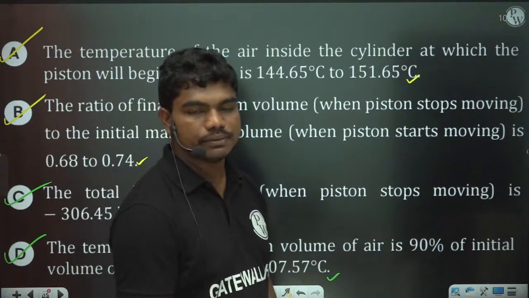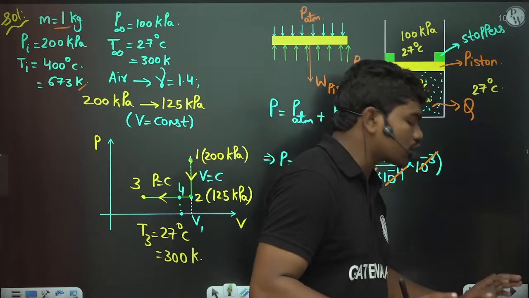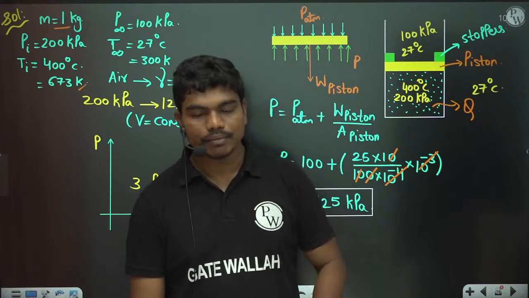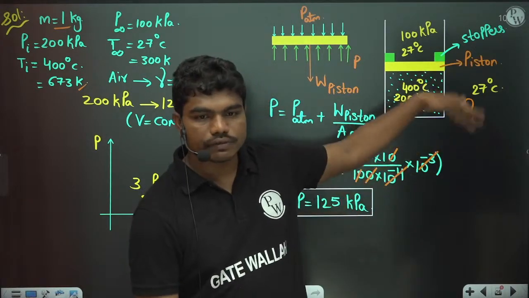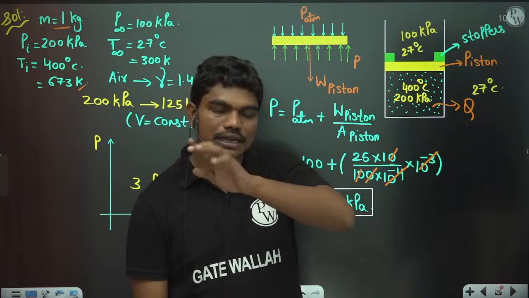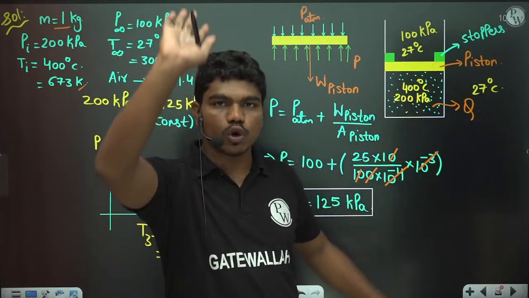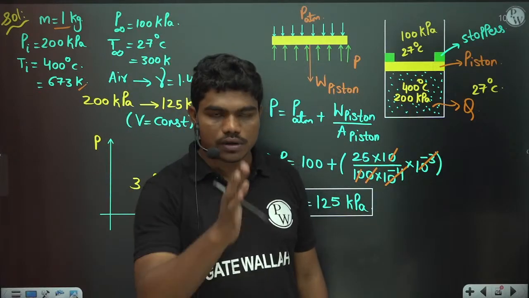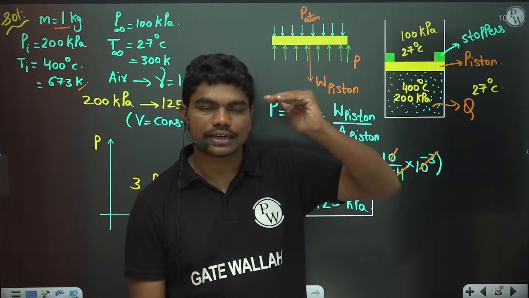So this is one very important and very beautiful question actually, because we have used a lot of concepts here. Understood? The main intuition is that whenever heat starts flowing out, the piston will start dropping, but this need not happen always, because the pressure of 125 kilopascals is just sufficient to hold the piston till the stoppers. So from 200 kilopascals to 125 kilopascals, the piston will stay at that particular position.